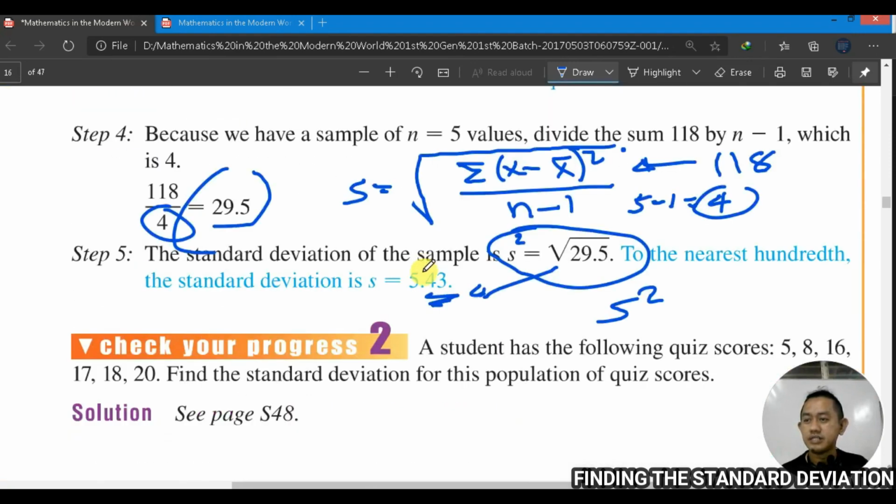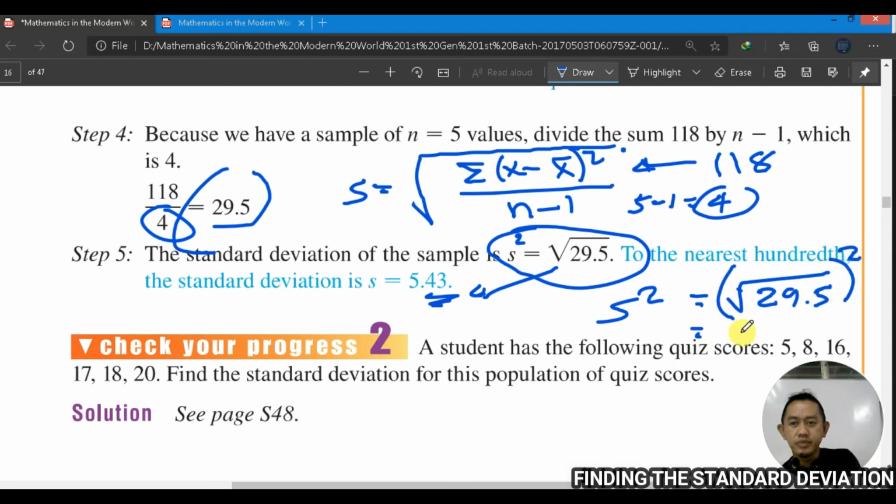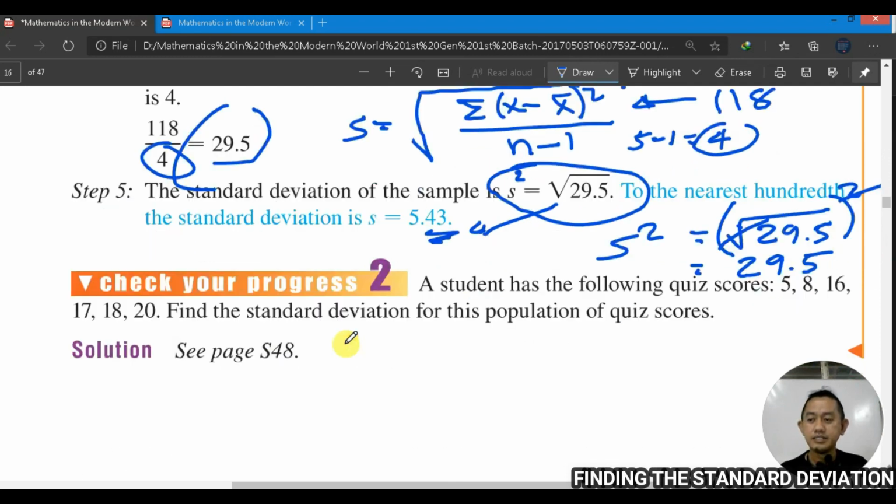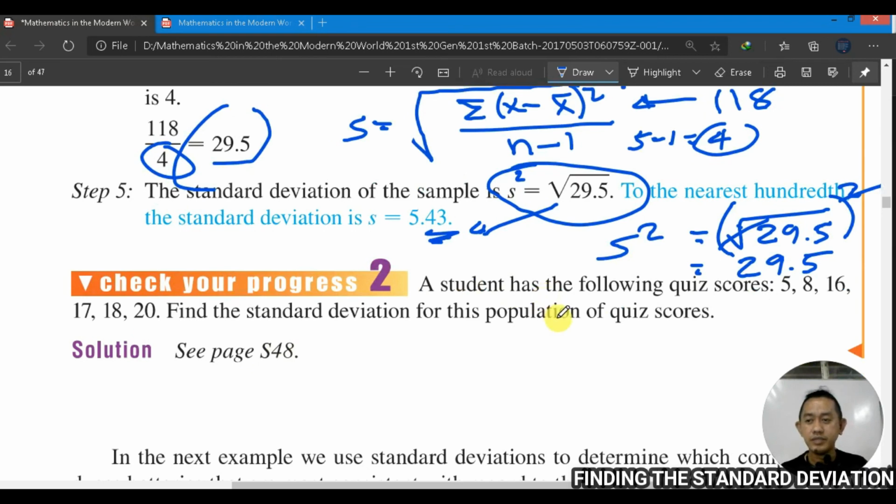So, sa atong discussion karon, sagol na siya. So, this one is square root of 29.5 raised to 2. No, cancel na si square root of si 2. And your answer is 29.5. So, that is how you solve for the standard deviation and also the variance. Now, we have another example here. I will discuss this one in the next video.